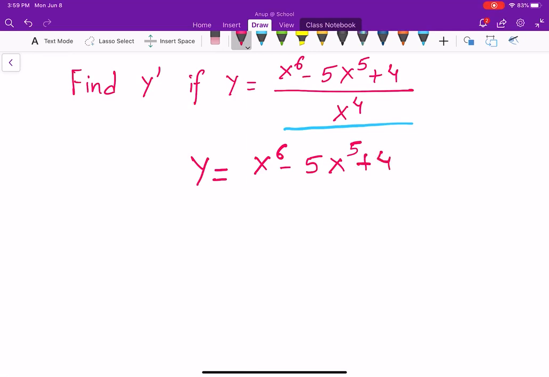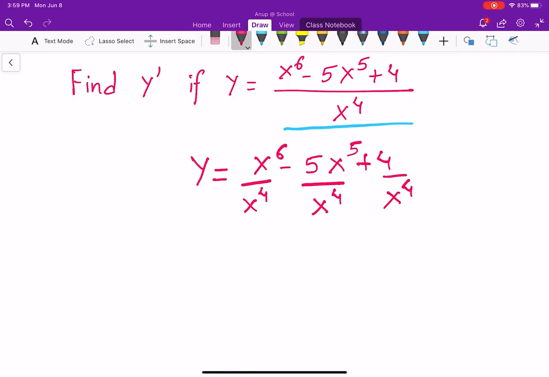So what I can do here is, for each term in the numerator, I can divide by the denominator. So I can divide x to the power 6 by x to the power 4, 5x to the power 5 by x to the power 4, and the last term, 4, can also be divided by x to the power 4. So I can rewrite it this way.